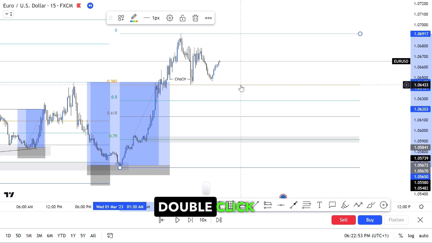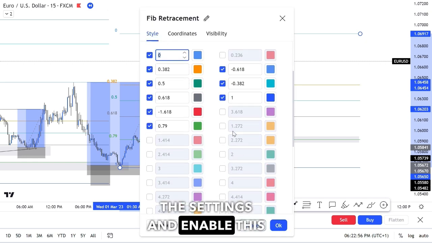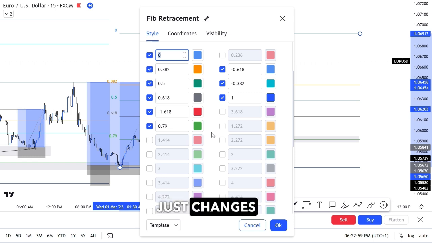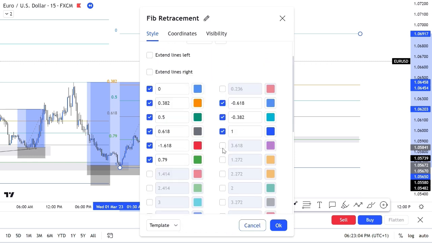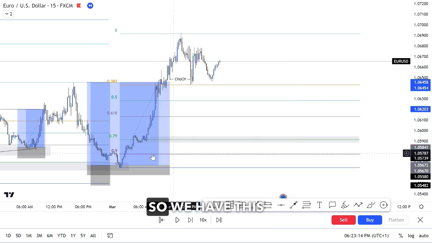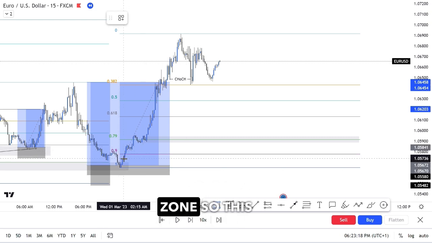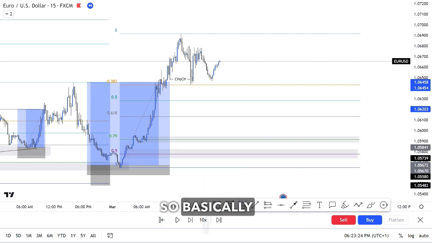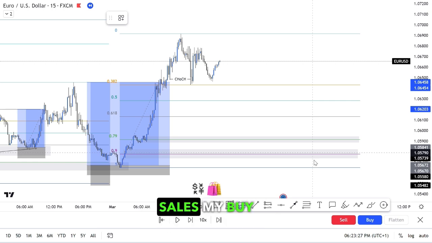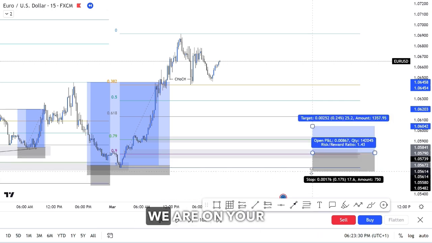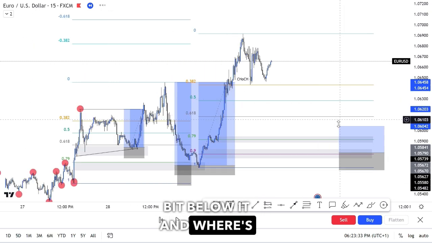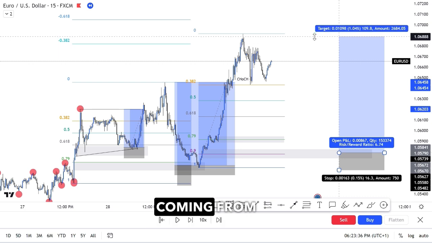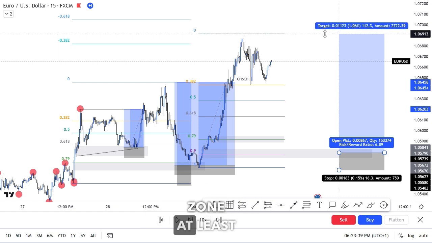Just click on the fib, double click on it, go to the settings and enable this. Just change this to where? We're going to put 90, so just simply change this to 0.90. All right, just enable that. So we have this level, we have another fib zone, so this becomes another level we might look for entry. So basically I will be interested in taking my buys, and your stop loss just has to be a little bit below it. And where's your take profit? It has to be where you are coming from, where you draw your fib to, at least there.